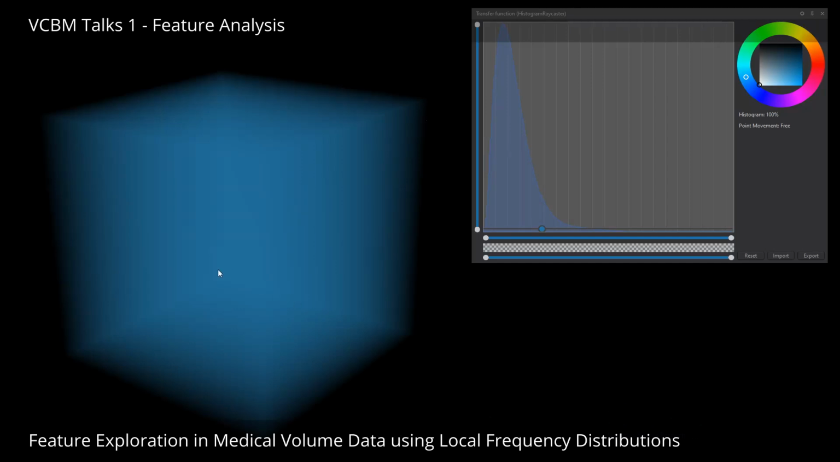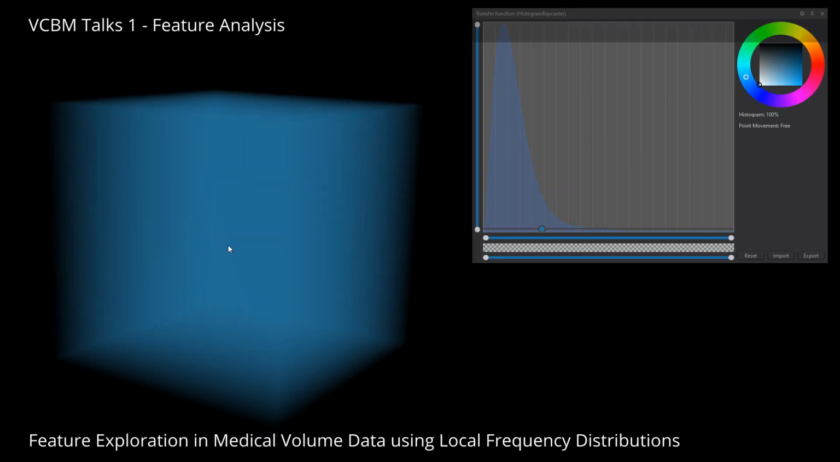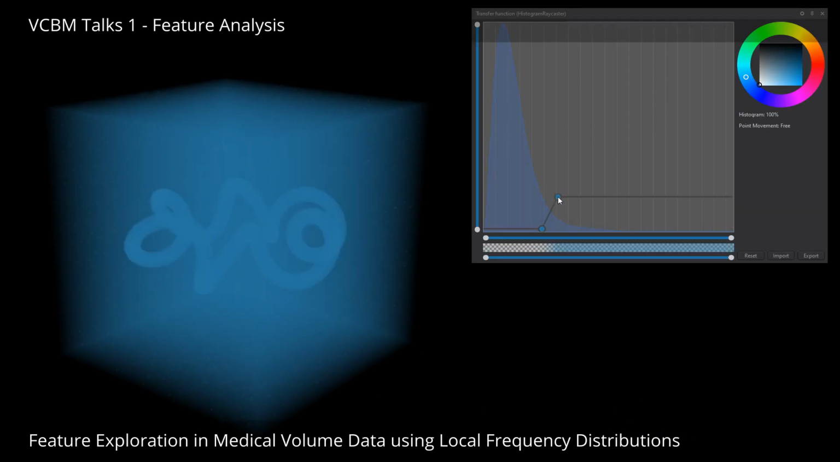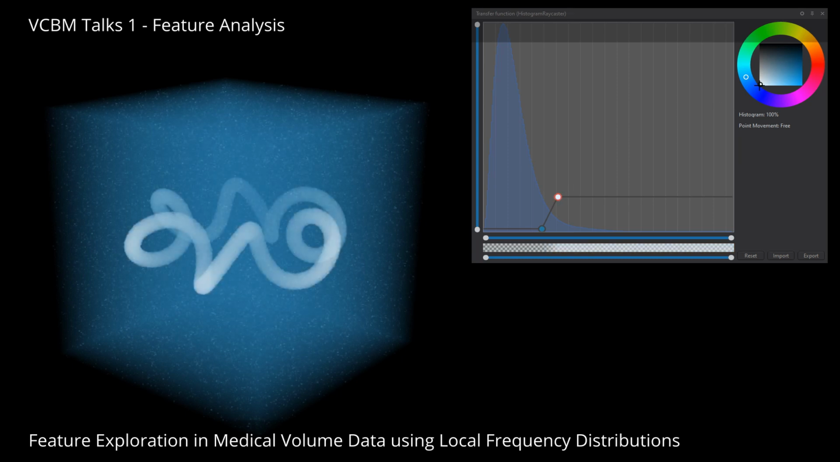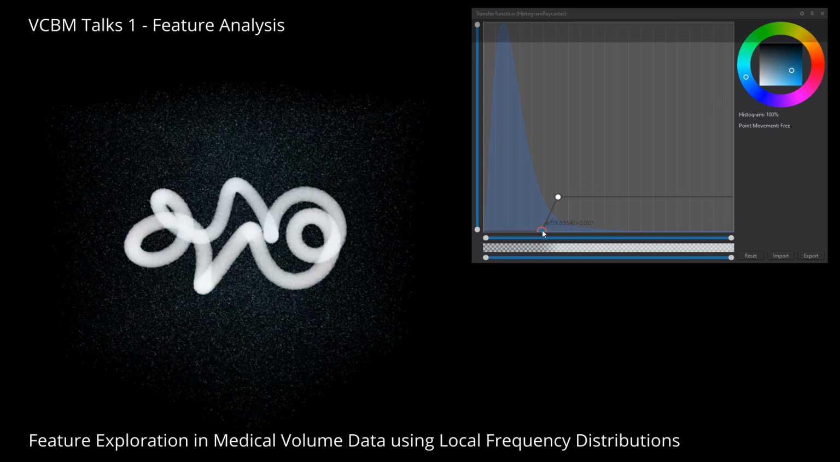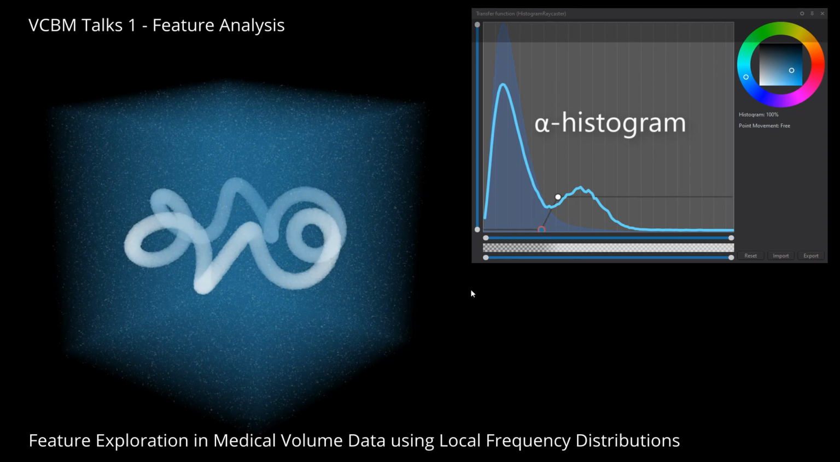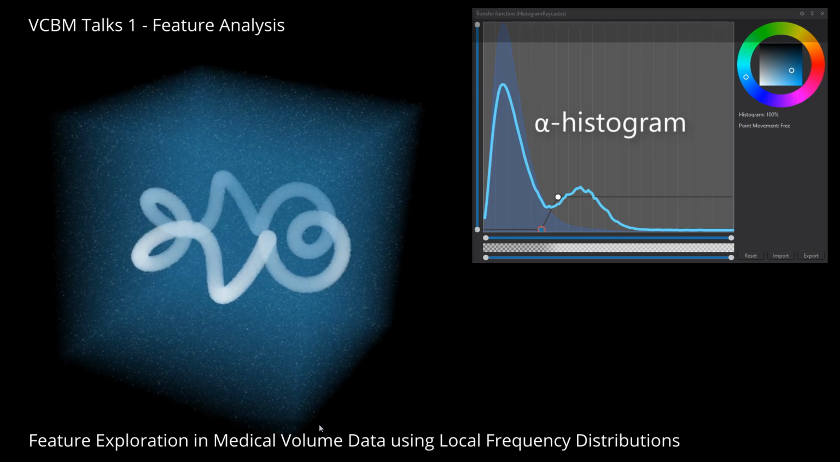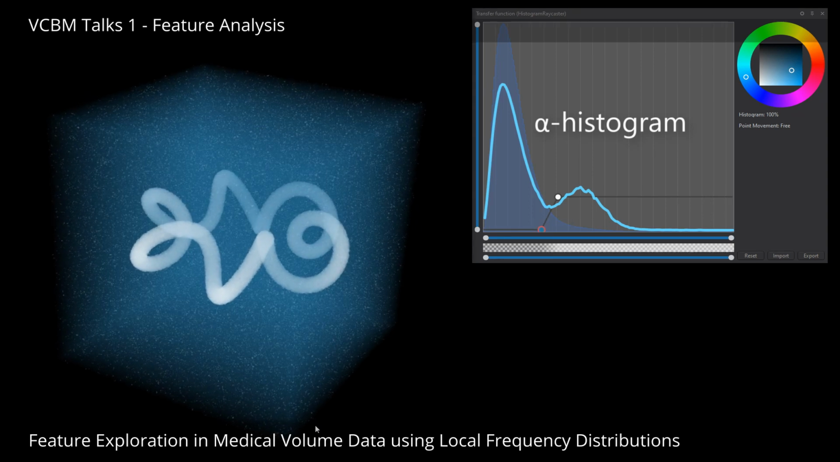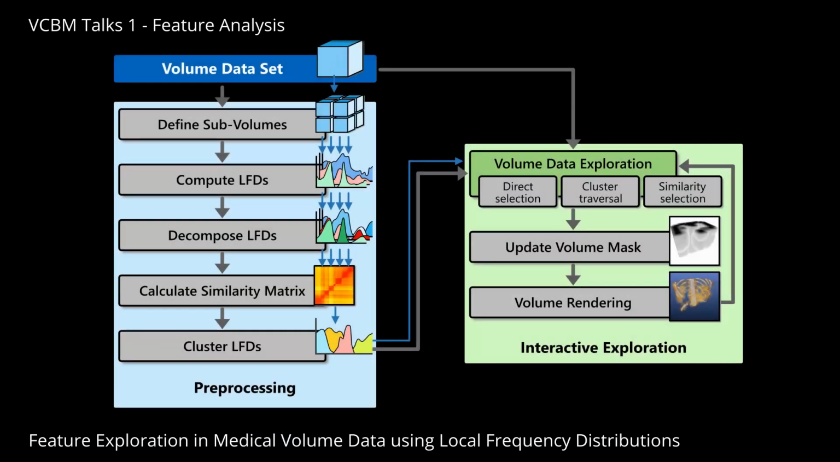How often have you relied on the histogram when exploring a new data set? But what if the histogram actually hides interesting features? You might have heard about alpha histograms, where multiple frequency distributions are combined into a single histogram, thereby revealing previously hidden features. This work extends this idea by keeping the local distributions around and using them as input for a similarity-based hierarchical clustering.